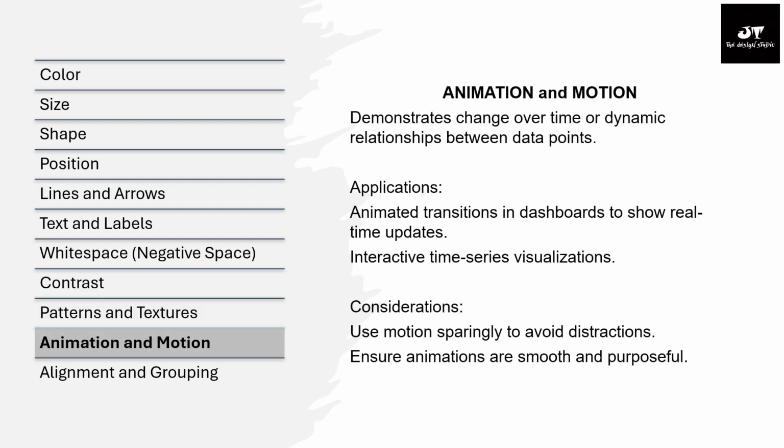On number 10, we have animation and motion. Animation and motion can bring a dynamic element to data visualizations by showing changes over time or demonstrating the relationships between data points. For example, animated transitions can highlight real-time updates, while time series visualizations can show trends over periods.